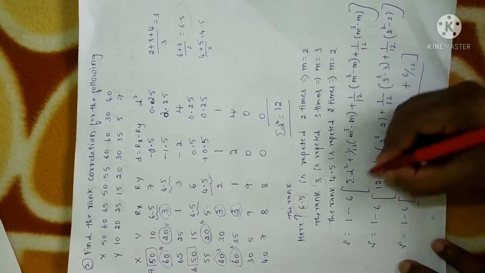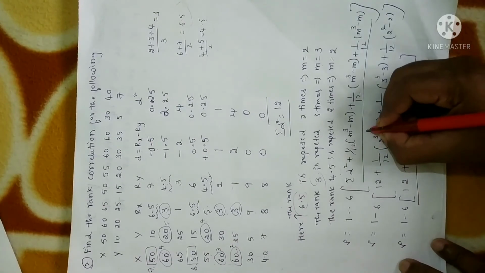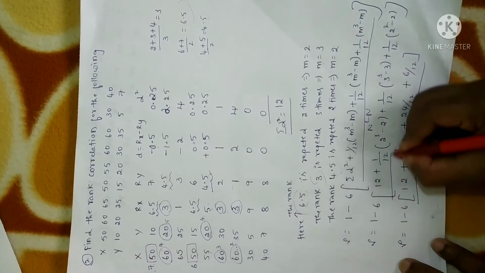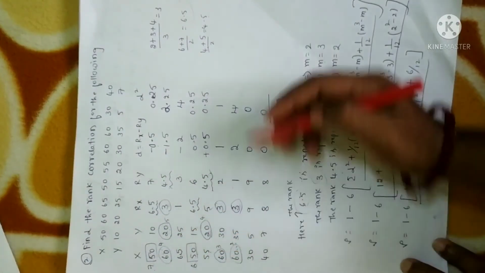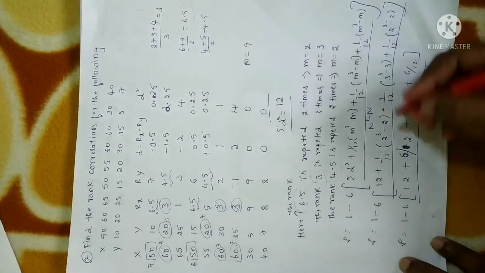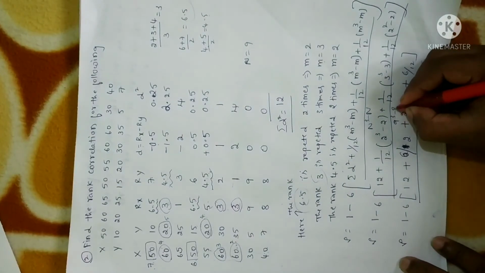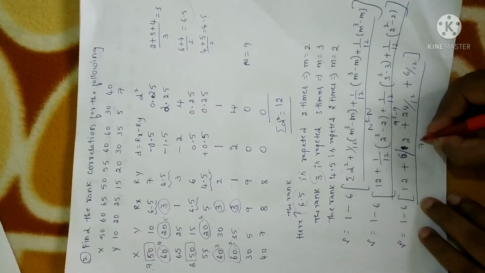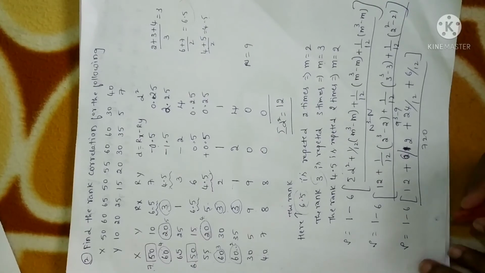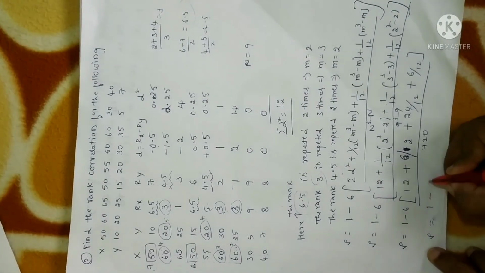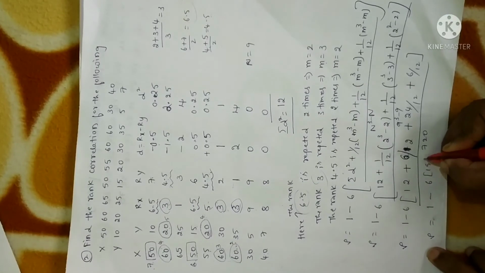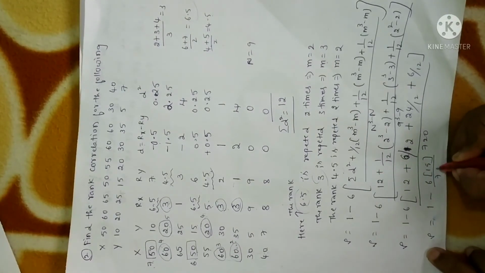I'm sorry, denominator is left out, right? So let me write the formula, n cube minus n divided by, n cube is 1 2 3 4 5 6 7 8 9, so n value is 9, so it is 9 cube minus 9. 9 cube minus 9 is 720. Clear? So let me simplify. When you simplify this, you will get rho is equal to 1 minus 6 into 15 divided by 720.